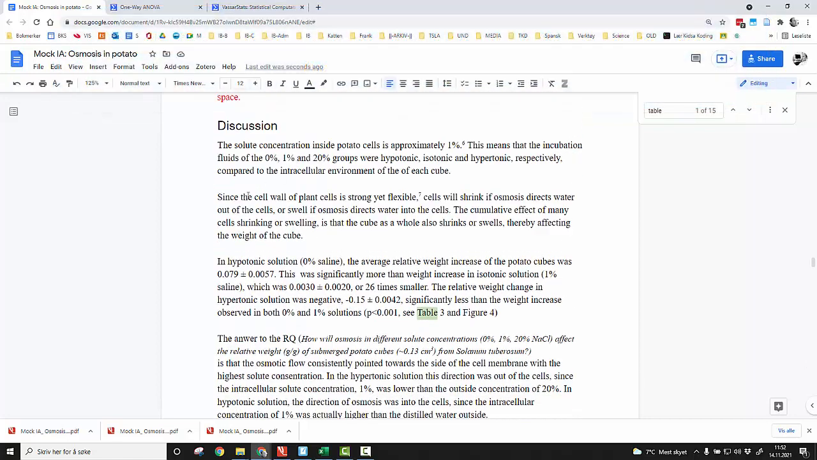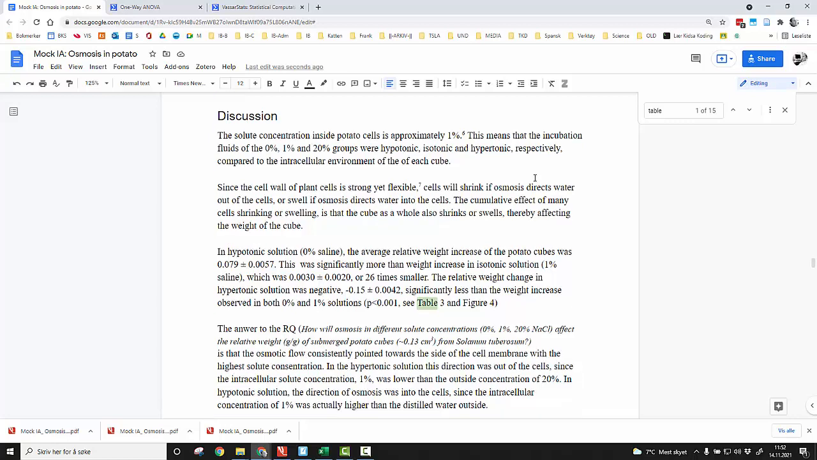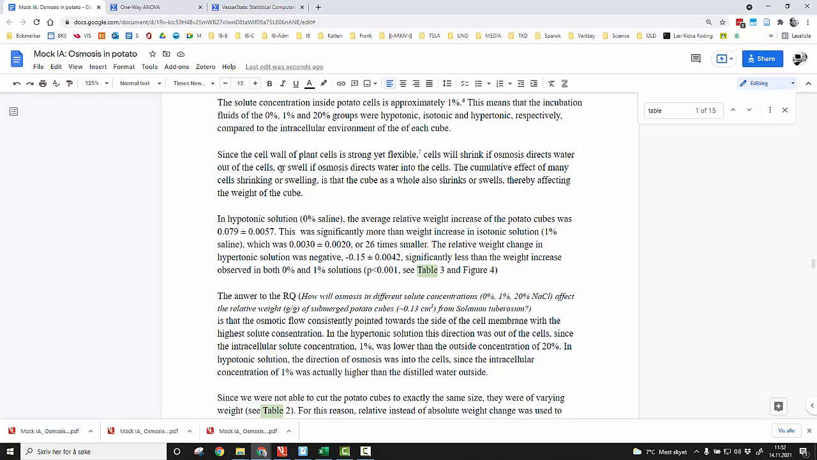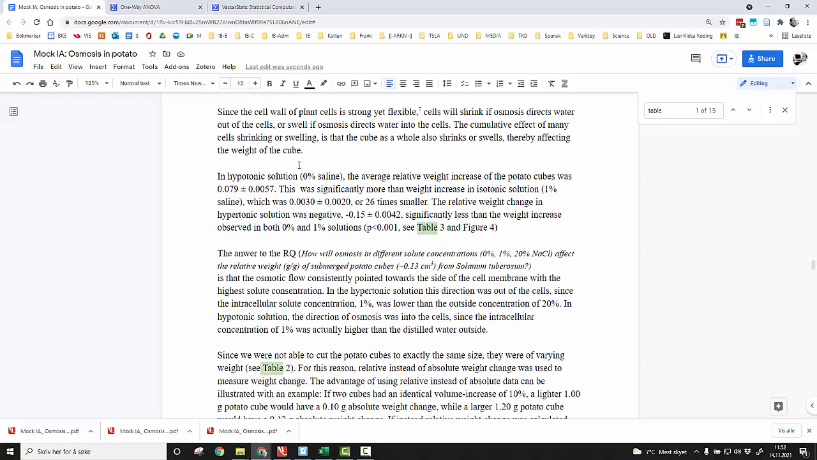Now we come to the discussion, and in the discussion you just go straight to, maybe just explain here what the solutions were, that they were hypotonic, isotonic and hypertonic and so on. And then I explain a little bit about the cell wall, that it's flexible, so if water goes in, the whole cube might bulge out and gain weight.